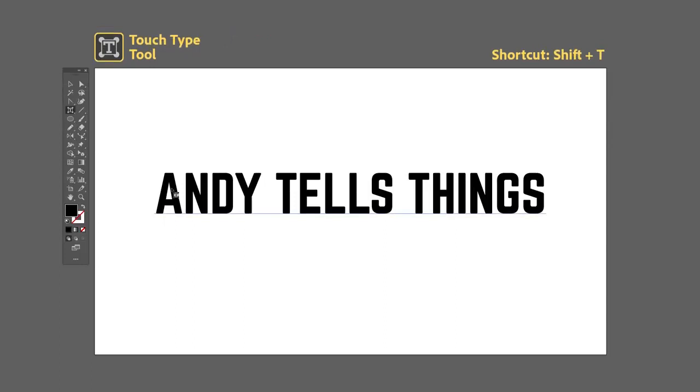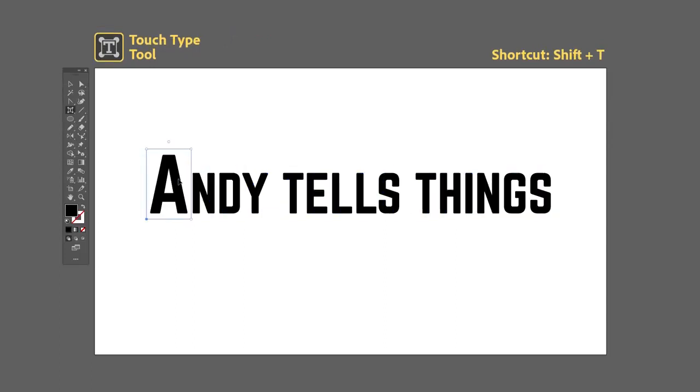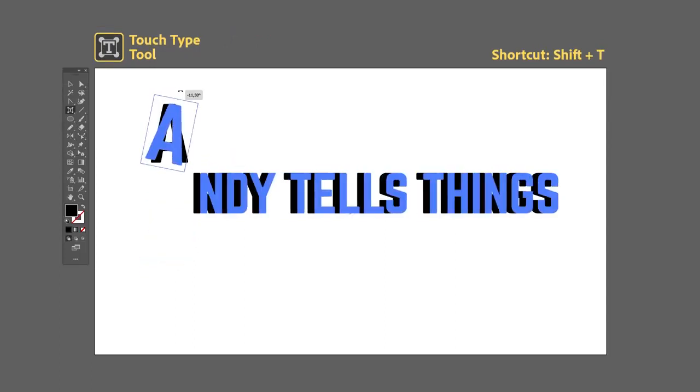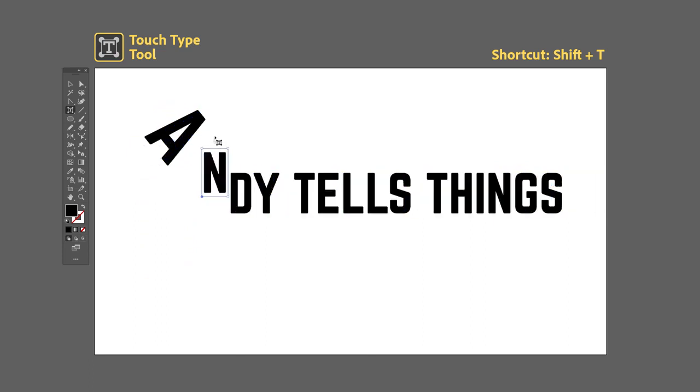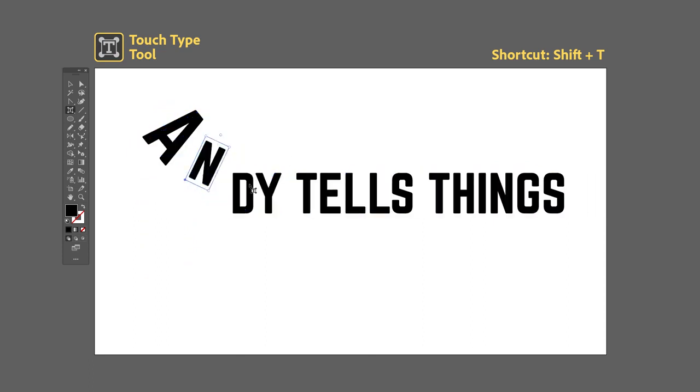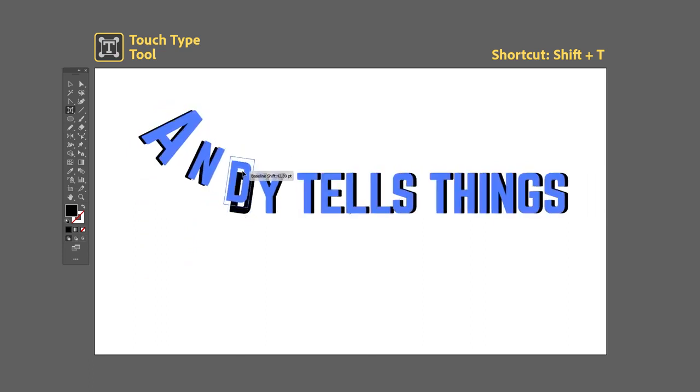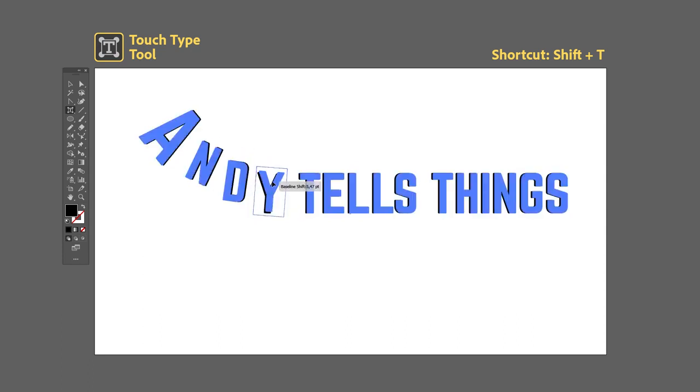The Touch Type tool. Shortcut is Shift-T. Works similar to the Selection tool, but with individual characters on a text. Click on a character to bring up the bounding box, and then you can scale, move, and rotate it.